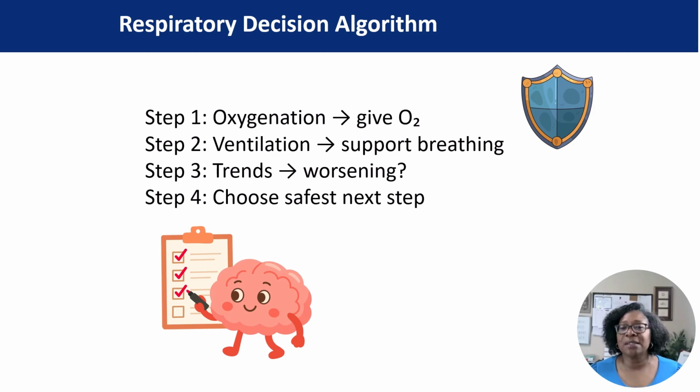Number three, look at trends. I will always say look at trends. Is the patient improving and now they're worsening? What's going on with your patient? And number four, choose the safest action. It doesn't have to be a big intervention, but you need to choose the most appropriate intervention based on what your patient is exhibiting at that moment.